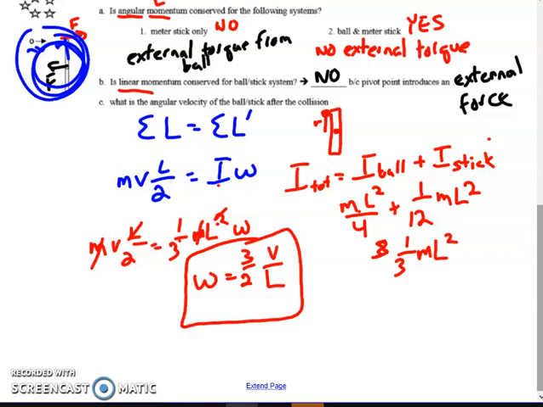Notice that the V over L is like a V over R, which is like an omega. So the units work out. So that's how you solve that. So look that over, give yourself more time to understand that, and come follow up with questions.